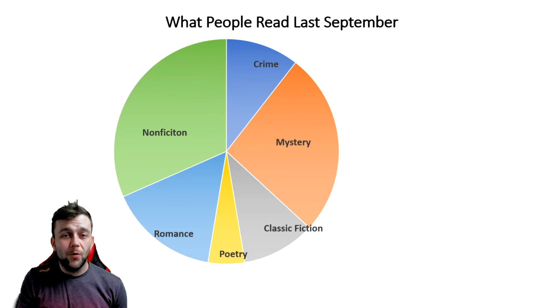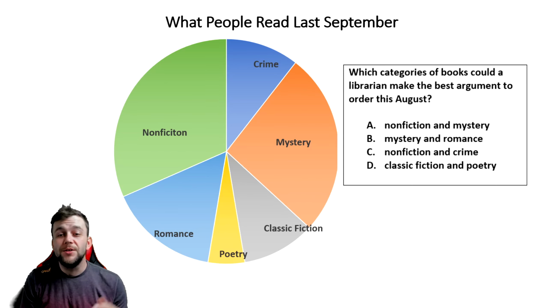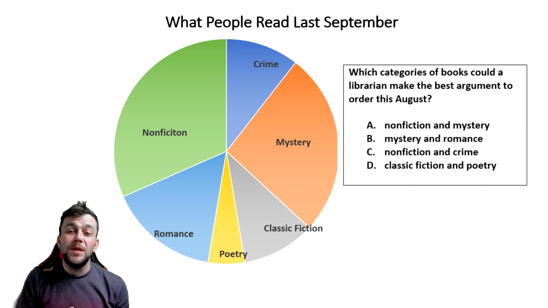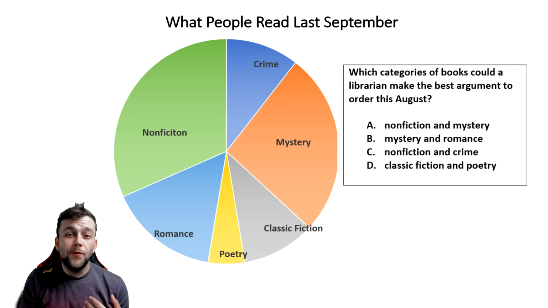Let's take a look at the question that we have. Which category of books could a librarian make the best argument to order this August? So remember, the title is What People Read Last September. So the librarian is wanting to order books for the next year's August month, right? So is it A, nonfiction and mystery, B, mystery and romance, C, nonfiction and crime, or D, classic fiction and poetry? Take a second and pause the video. Let's work this out together.